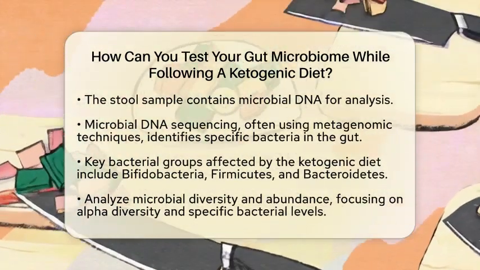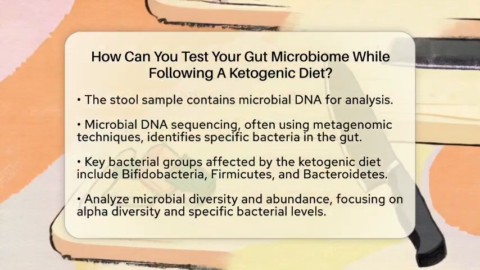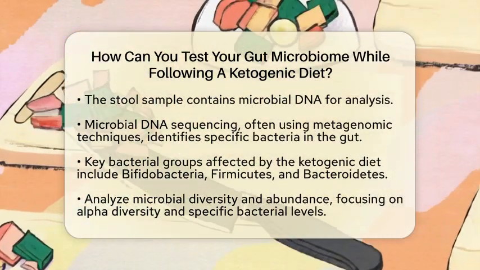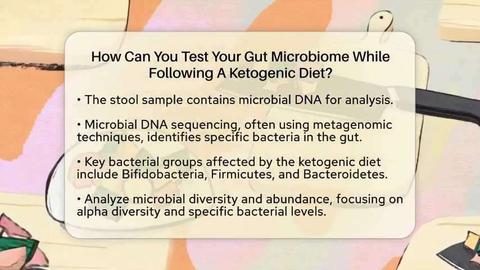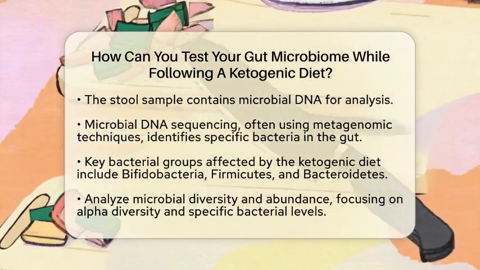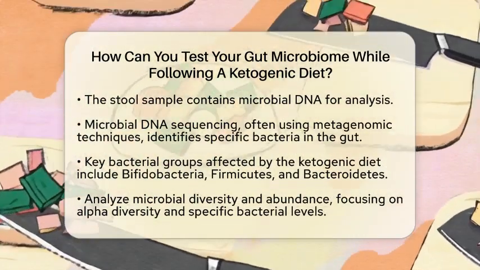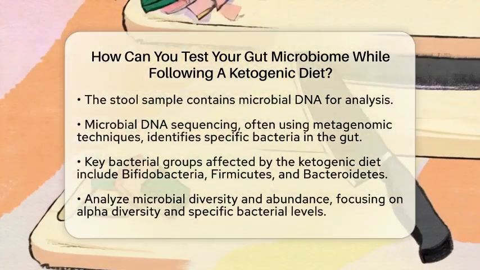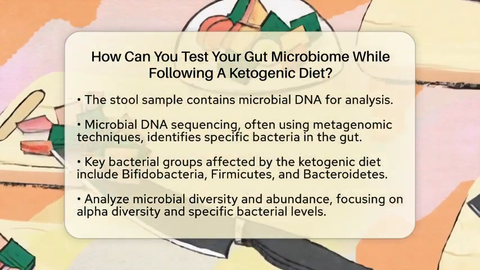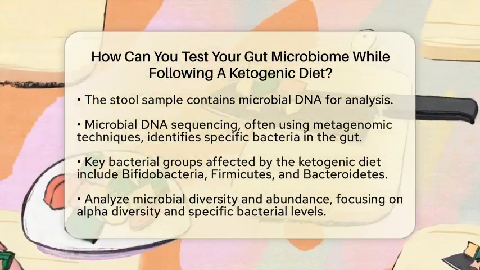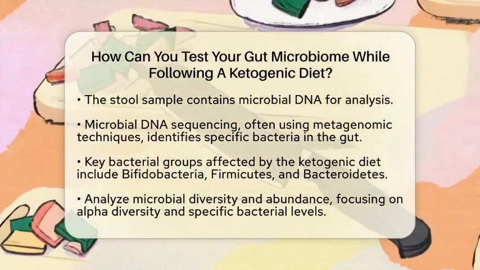This involves measuring alpha diversity, which refers to the variety of species in your gut. You will also look at the relative abundance of specific bacteria. Research shows that ketogenic diets can reduce bifidobacterium levels and alter butyrate-producing firmicutes, which are essential for colon health.